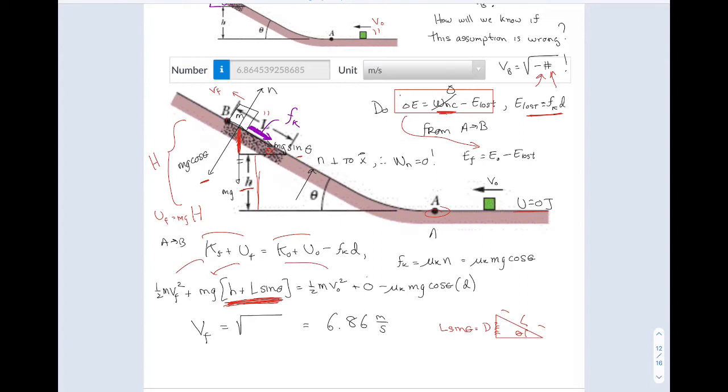Initial kinetic energy, one half m V squared, initial potential 0. Here's my energy loss term. Don't forget the d, because if you leave off the d, it's not an energy term. Then I have everything in there except for V final. And indeed, that was a positive number, which means that it did get to point B.